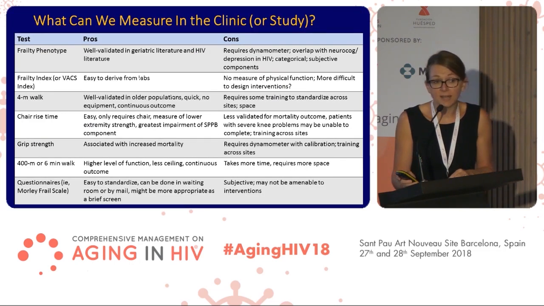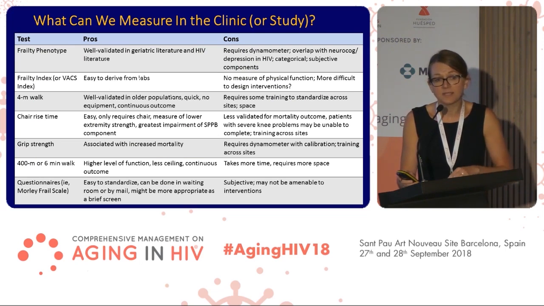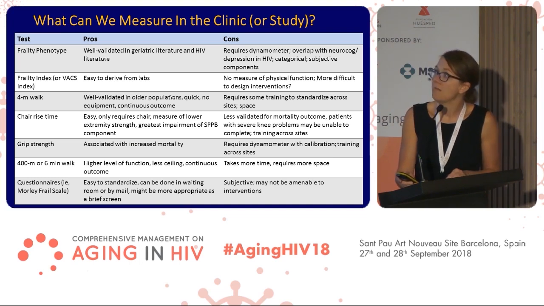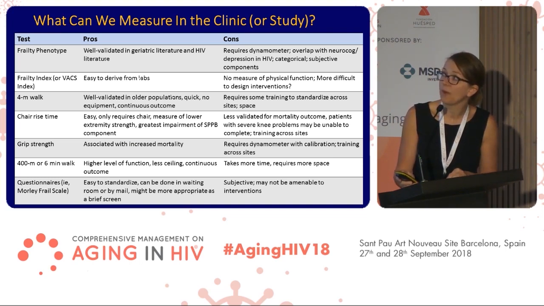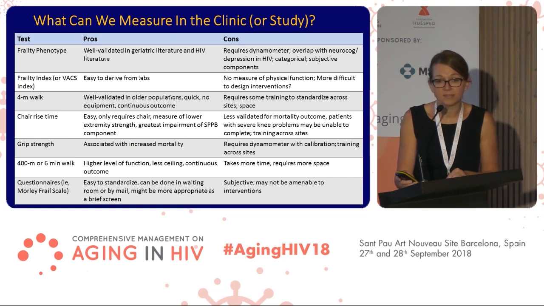This is a busy slide. I'm just going to skim over it quickly. This is basically to say that there's a lot of different tests that we can do in clinic, and there's pros and cons to all of them. I think we're most familiar probably with the frailty phenotype and the frailty index. Single measures of just gait speed, as we talked about a bit in the morning session, might be a great measure that's really easy, that you don't need extra equipment to do.